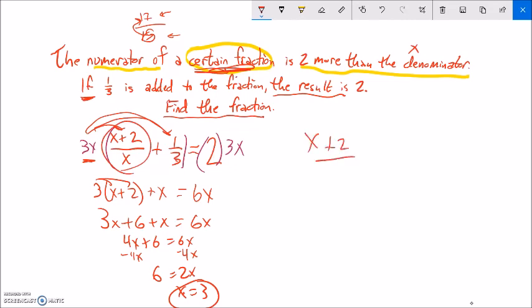So my certain fraction was x plus 2 over x. So if I know that x is 3, I'm going to plug that in. So 3 plus 2 over 3, that's 5/3. So that should be my answer.